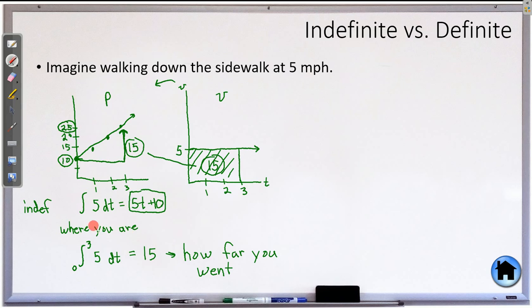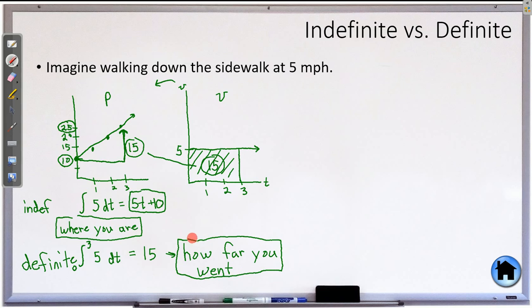And so the difficult thing here is for a definite integral, it tells you how far. But for an indefinite integral, it tells you where you are. And we're going to have to sort of keep those things straight in our mind. How far you went is not where you are. Are they related? Yes, but they are not the same. So your indefinite is your actual position function, and your definite is how far you went.